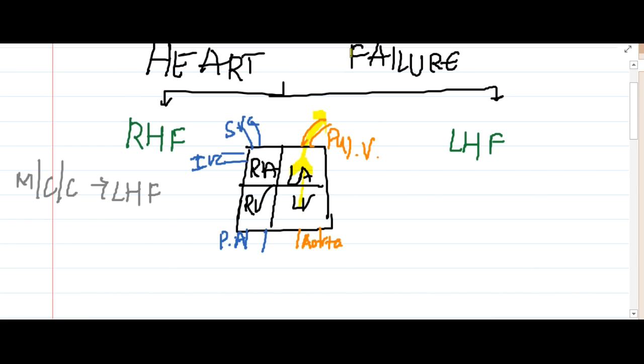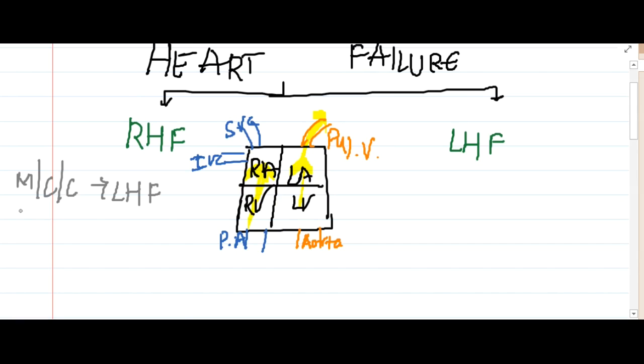so that will cause congestion in the lungs, and increased pressure in the pulmonary artery, and therefore back pressure in the right ventricle. So increased pressure in the right ventricle means the left heart failure can cause right heart failure. Actually this left heart failure causing the right heart failure is the most common cause of right heart failure.